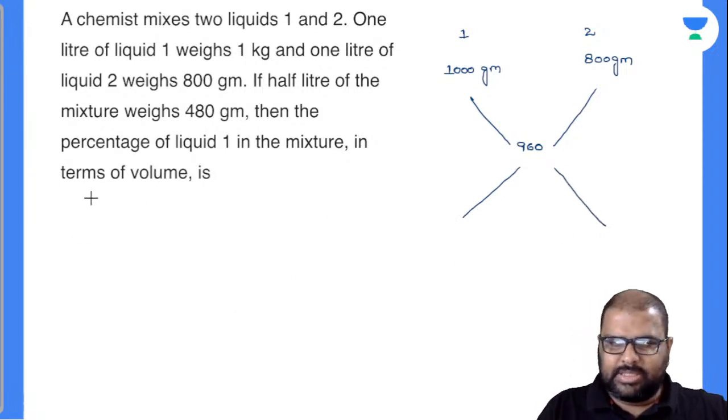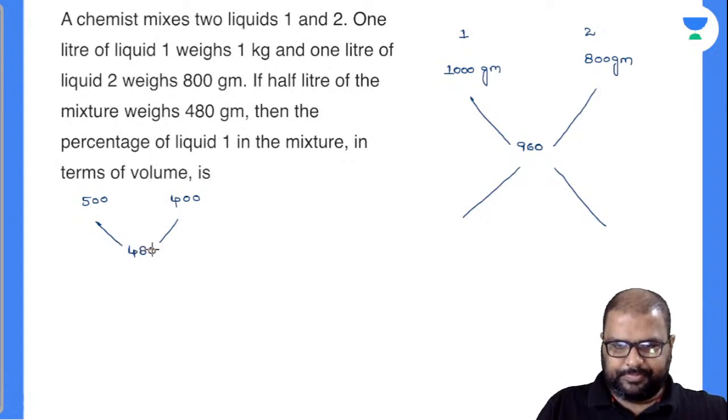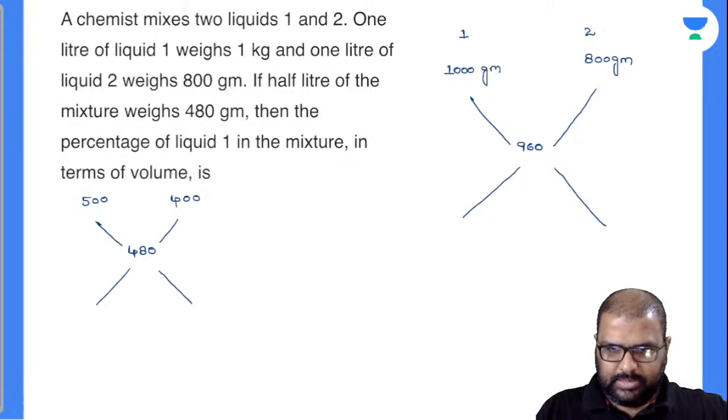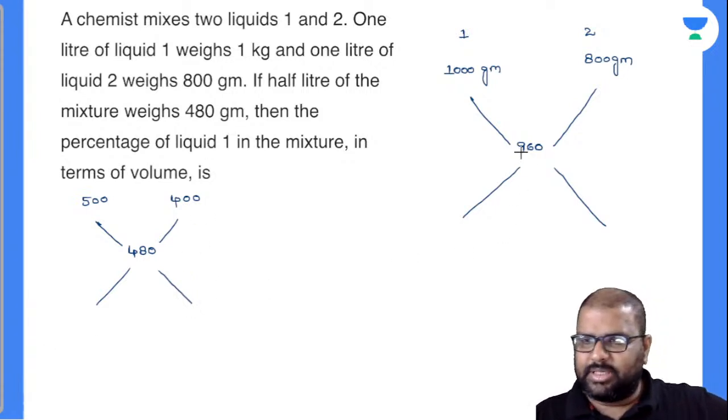You can write down this as 500, this as 400, and this middle value as 480. You can take down anything. You will get the same answer. The percentage of liquid 1 in mixture in terms of volume is the question asked.